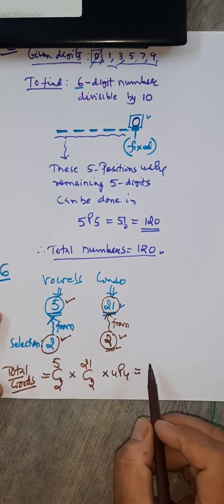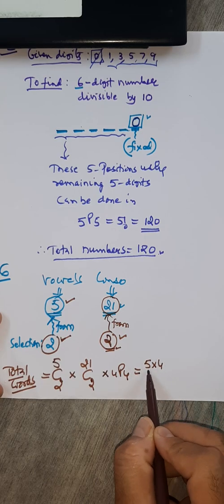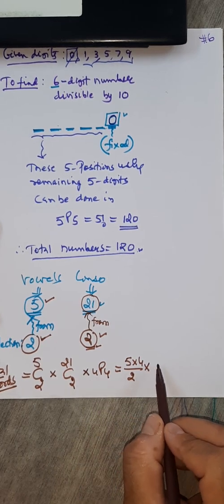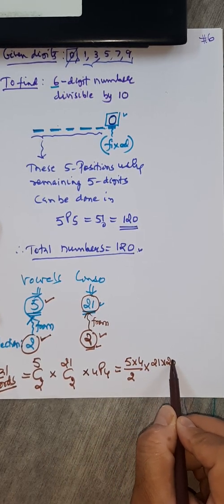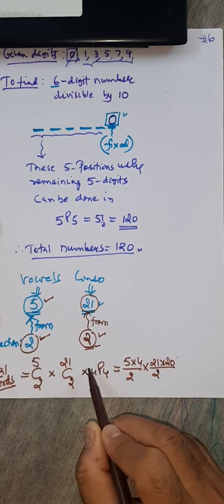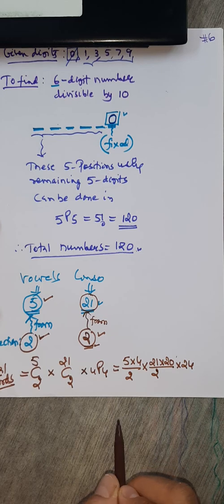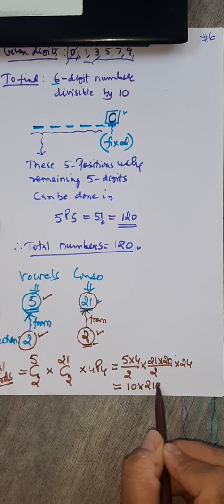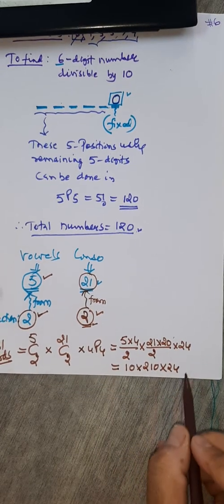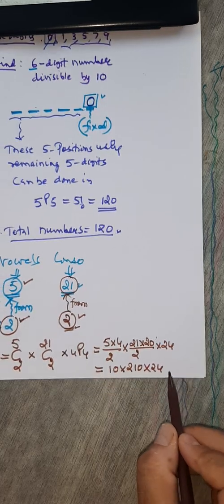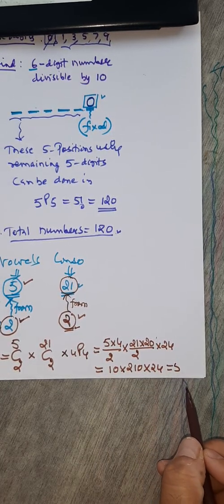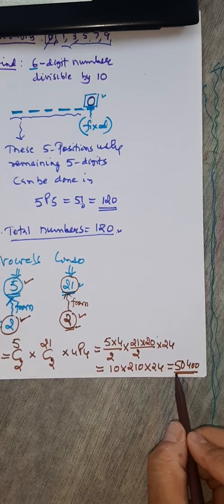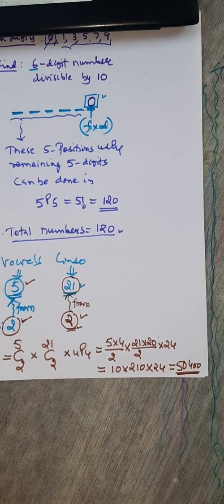What is 5c2? It is 5 into 4 by 2. I wrote it directly. You think why like this? What is 21c2? It's 21 into 20 into 19 factorial, which will get cancelled upon 2. What is 4 factorial? It's 24. So you will get here 10 into 210 into 24. So finally you will get, I suppose, 50400. That's the answer. This many words can be formed with the given condition.